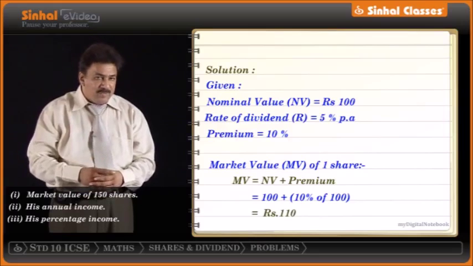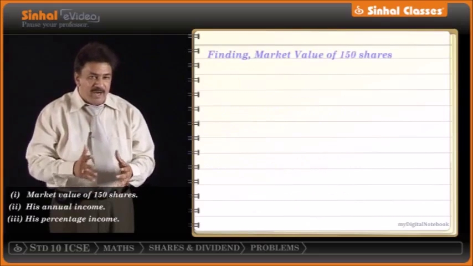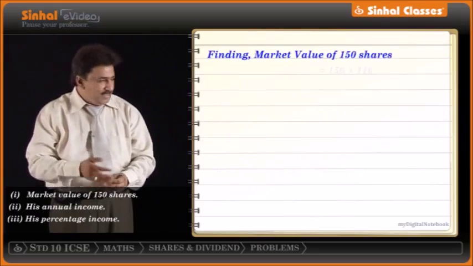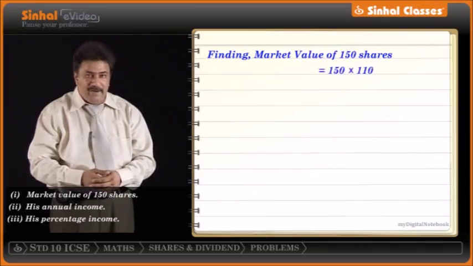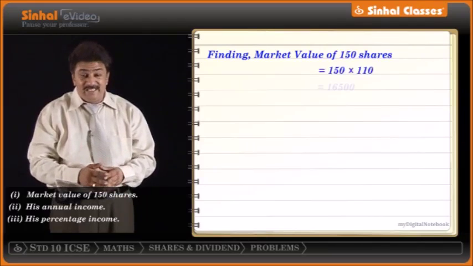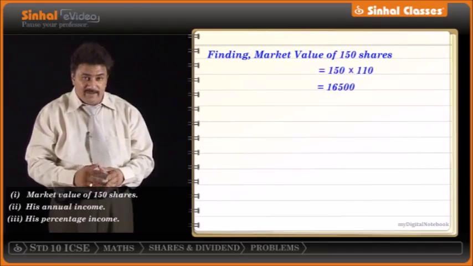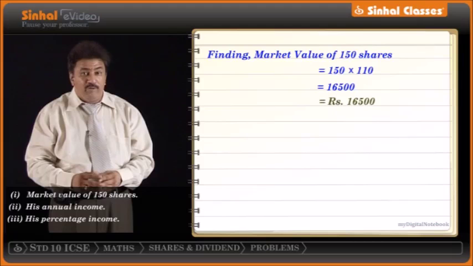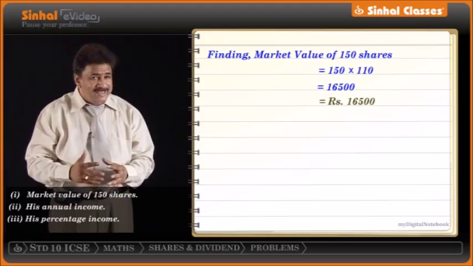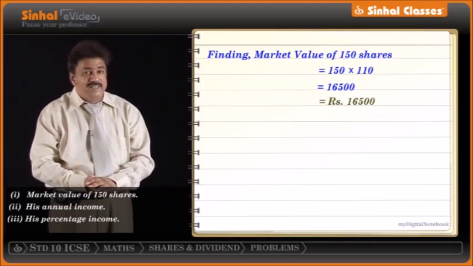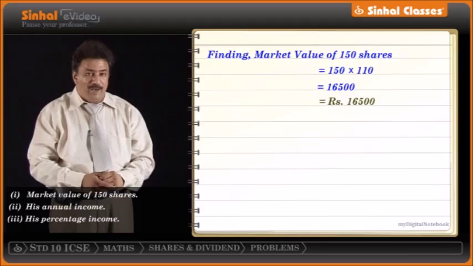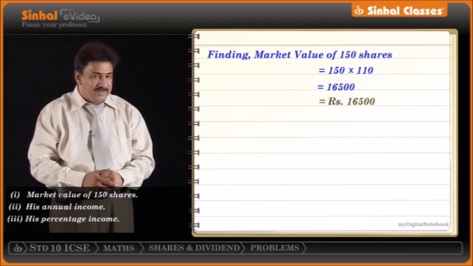Now we go for the first part of the question, which says find the market value of 150 shares. That is 150 into 110, which gives me 16,500. So rupees 16,500 is nothing but the value of 150 shares. Or I can say the investment is rupees 16,500 because Monu has got 150 shares in all.